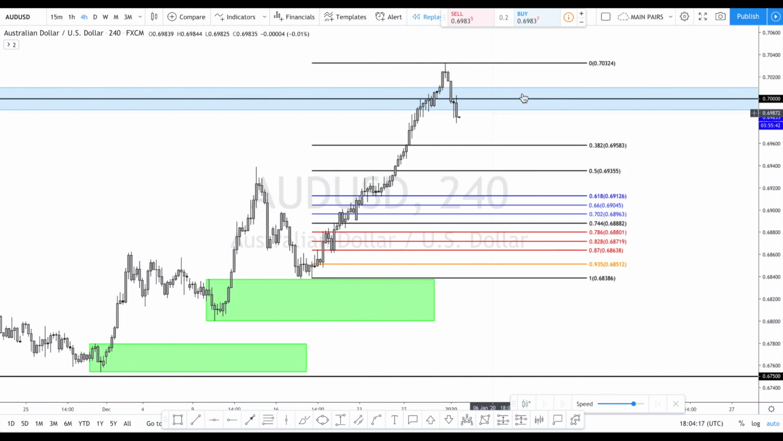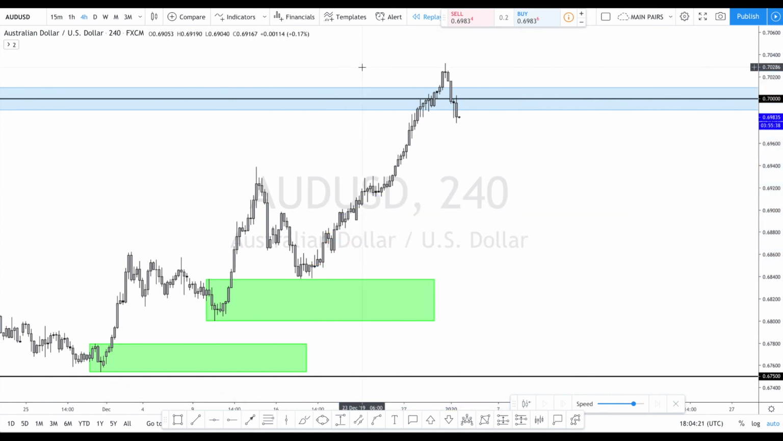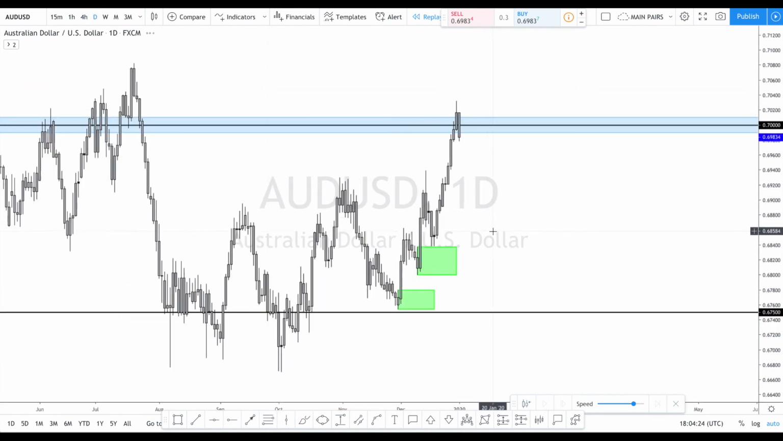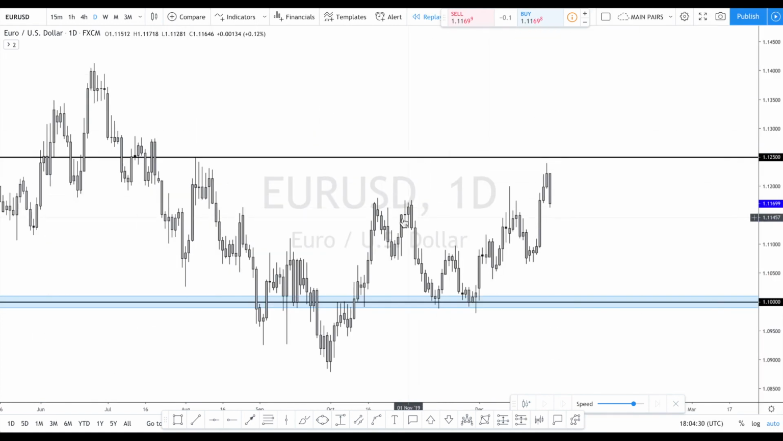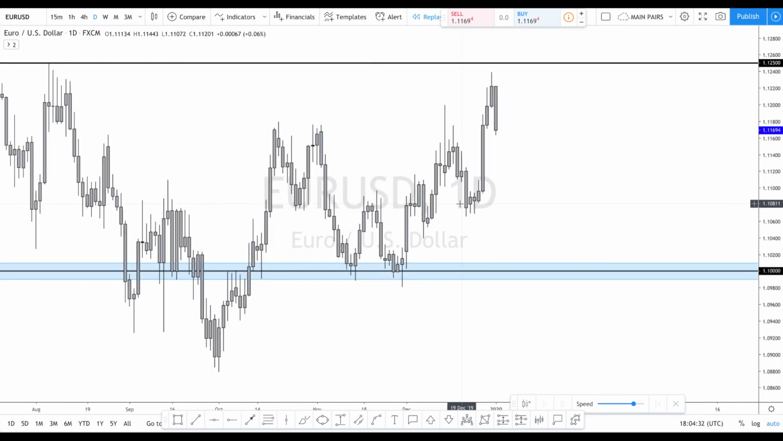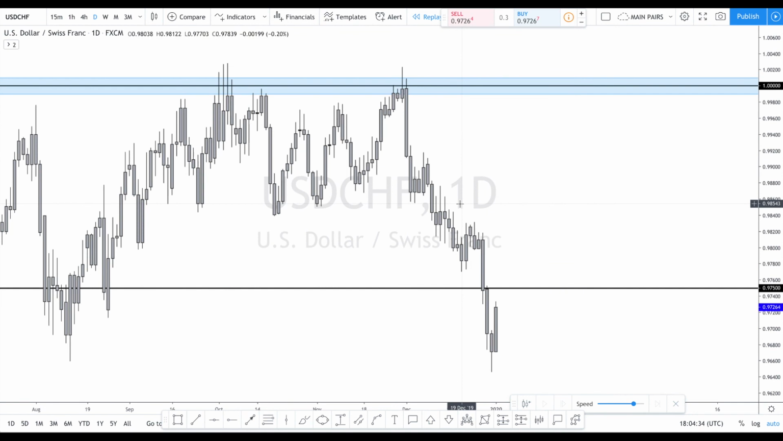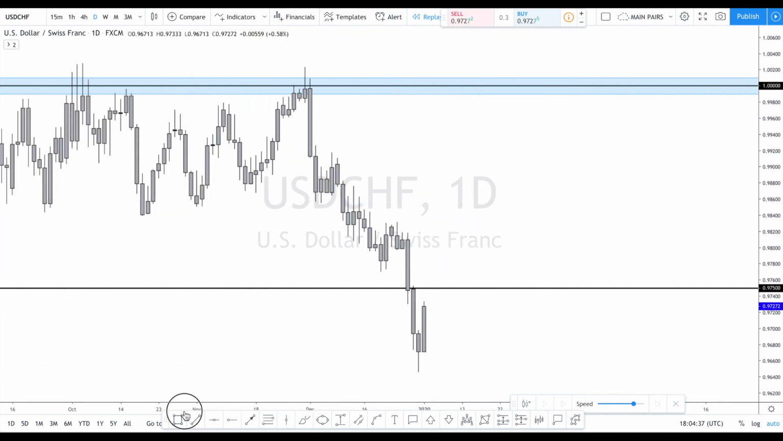I hope you got a little bit more clarity on what I deem as supply and demand. Like I said before, there is no right or wrong way to do stuff. Price is always going to tell you if you're right or not. And more often than not, the way that I draw the levels, they're right.